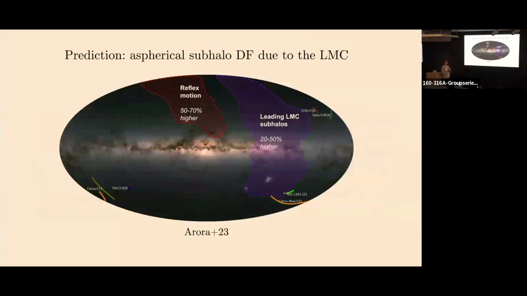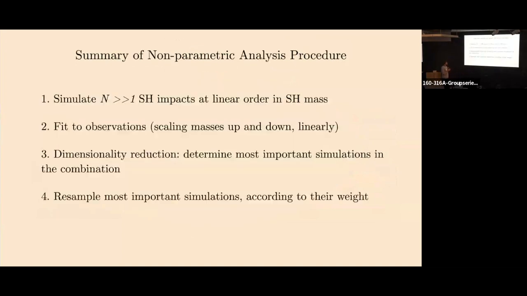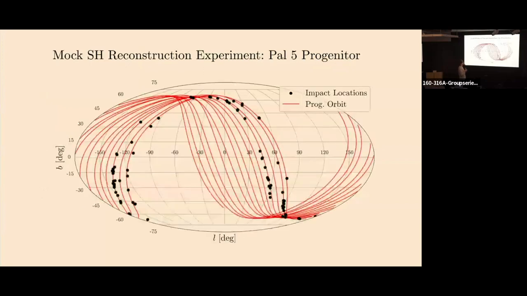So as we just saw, there's a prediction for an aspherical distribution of subhalos. How can we use this for inference? So here's a summary of an inference pipeline. The summary is I'm going to simulate a huge number of impacts. This should really say derivatives, my bad. I'm going to get a lot of derivatives at linear order in the mass. I'm going to fit all of those derivatives, the subhalos acting on the stream, at linear order in the masses. It's just a linear least squares problem. It's very efficient to do. And then I'm going to do some dimensionality reduction, and then I'm going to do some fancy resampling, which I'll talk about in a moment.